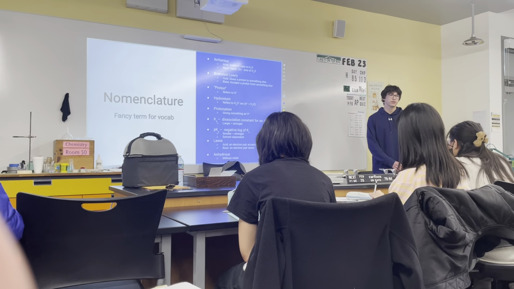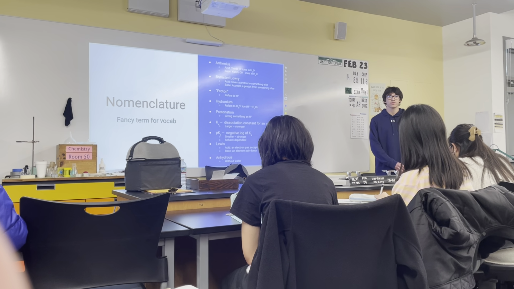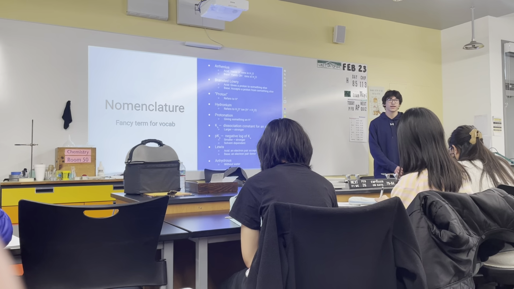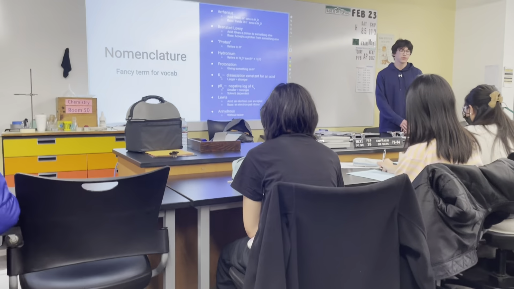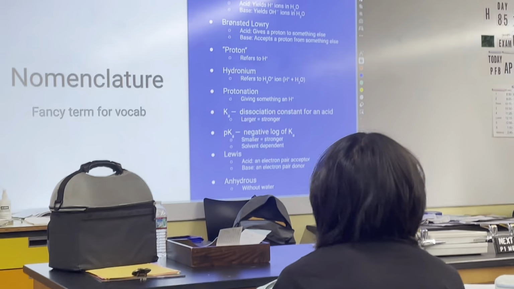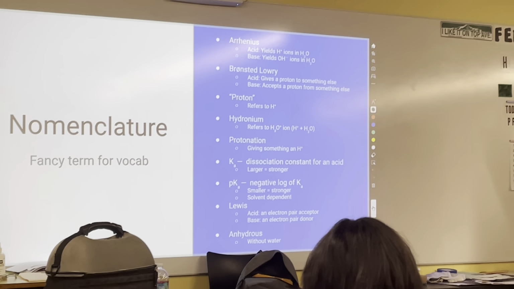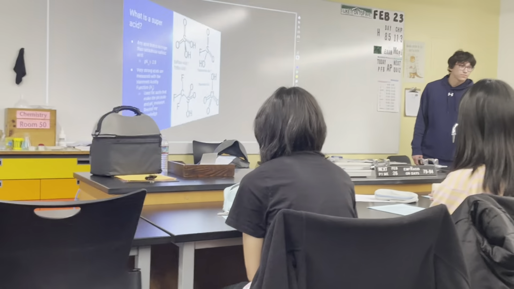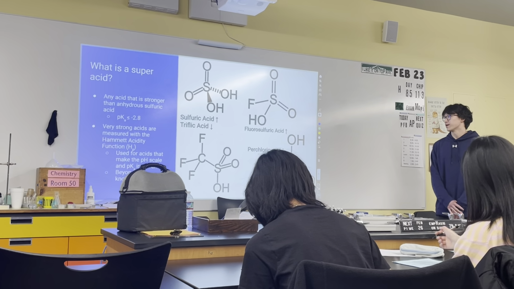Ka is the dissociation constant of an acid, so the higher the Ka, the stronger the acid, because the more it dissociates. And pKa is just the negative log of Ka, used to measure the strength of an acid, and the smaller it is, the stronger the acid is. We'll go into Lewis acids and bases a bit later, and then anhydrous just refers to anything that doesn't contain water. I bet you they can figure out that last one. Anhydrous.